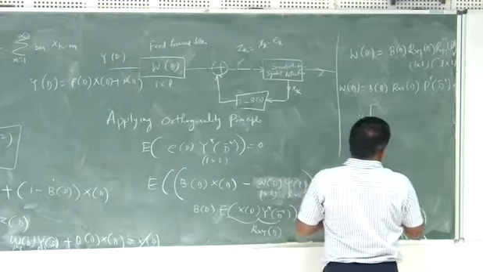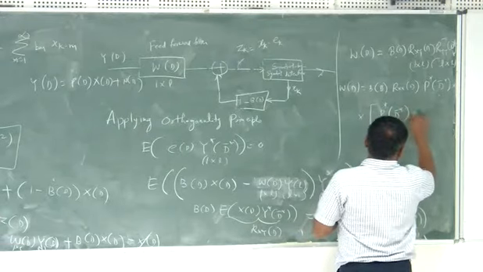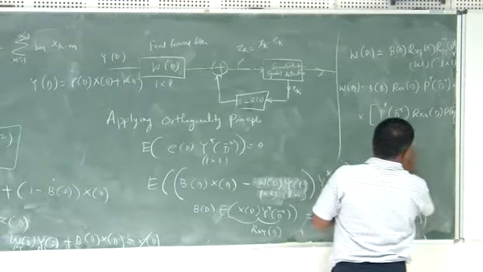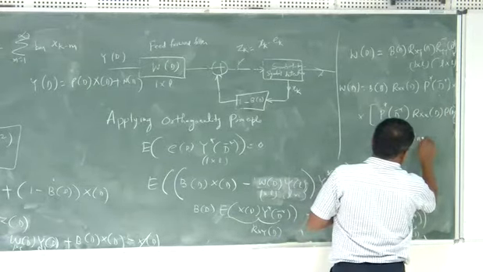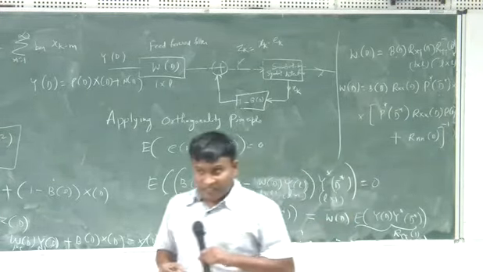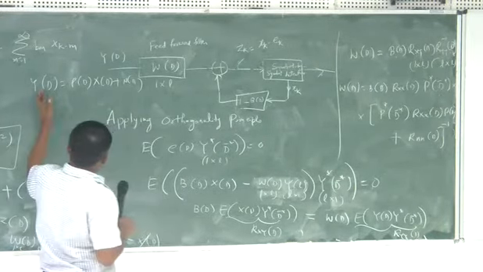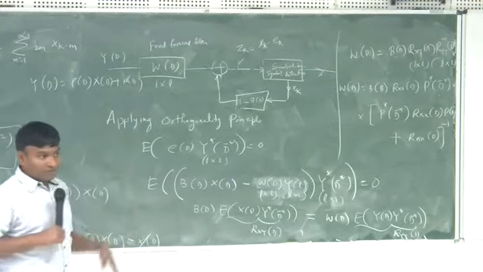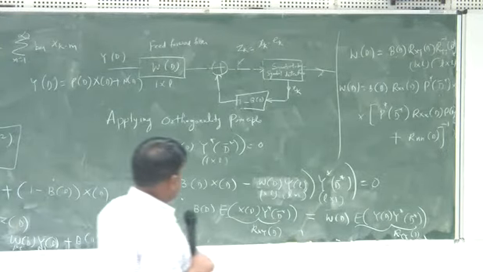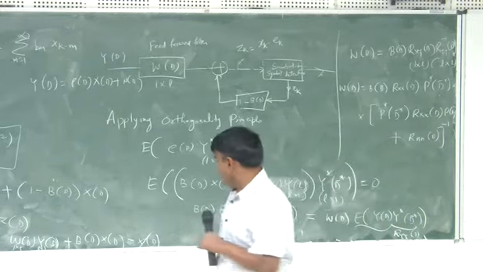I am writing it here. Ryy of D is P of D Rxx of D P star D inverse, which is already derived, plus Rnn of D. This has already been derived in the previous lecture. All you have to do is substitute for Y of D multiplied by Y star D inverse and take the expectation. You end up with P of D Rxx of D P star D inverse plus Rnn of D. Okay?